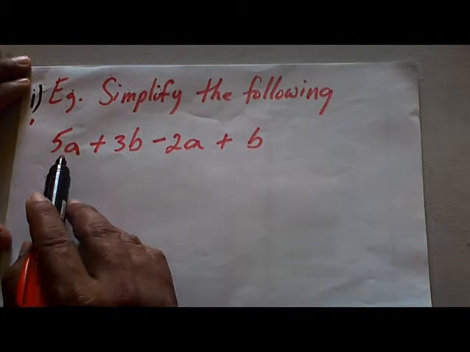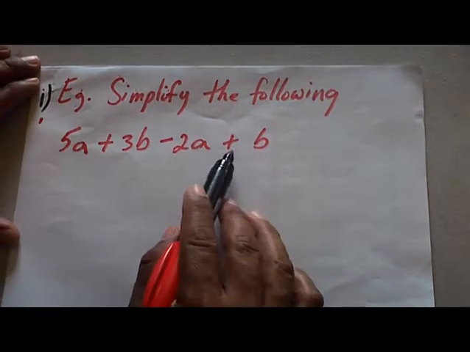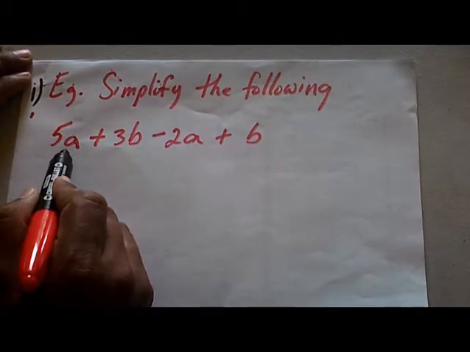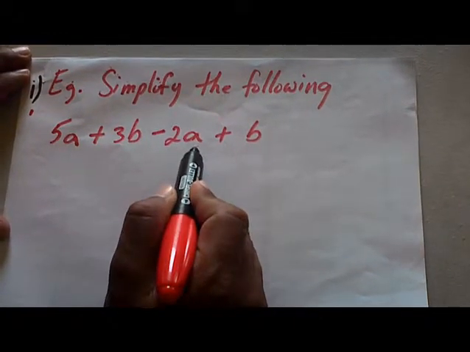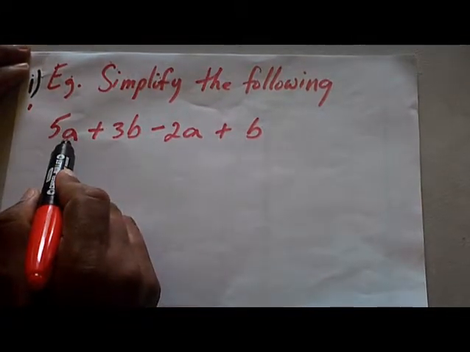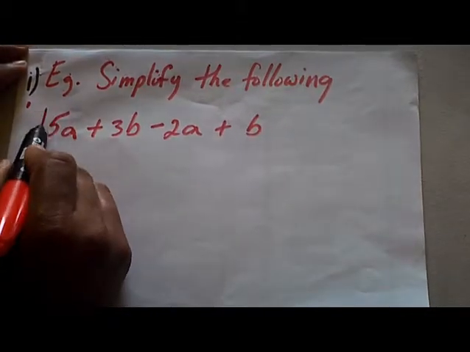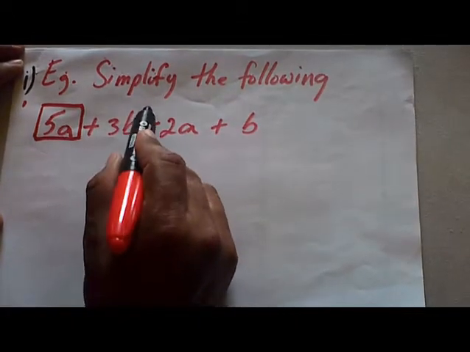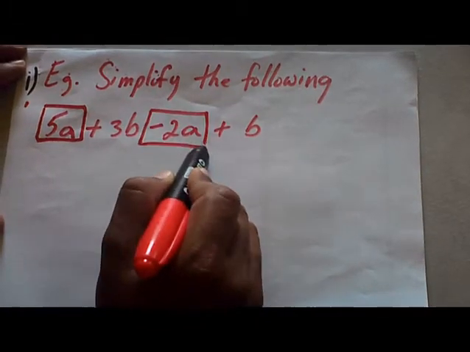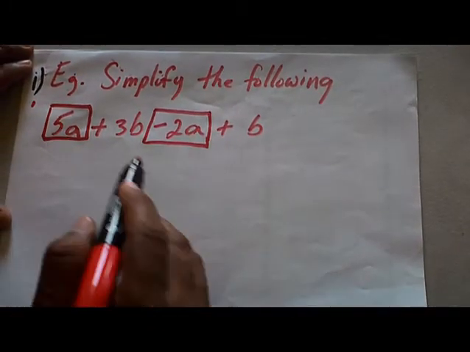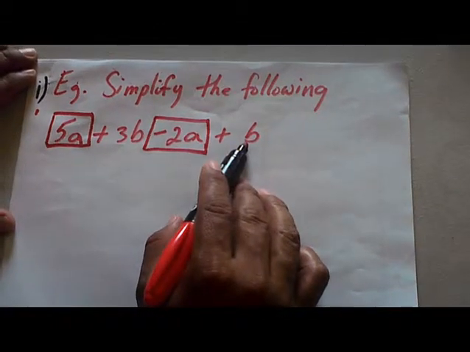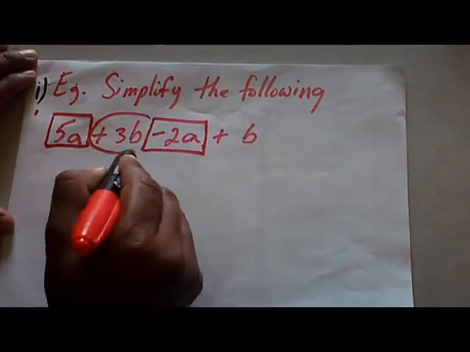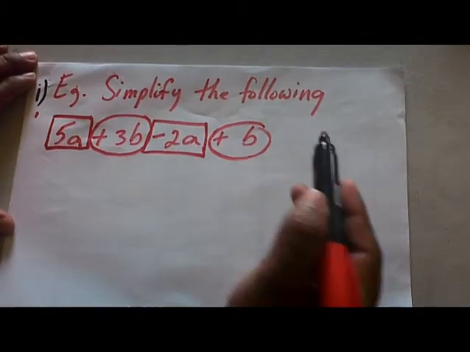In this case, we have 5a plus 3b minus 2a plus b. The first thing we need to do is look at like terms. In this case, we have a 5a and we have a negative 2a. They are like terms because they have the same variable. So what we can do is place a rectangle around the 5a and a rectangle around the negative 2a, just to make sure that we can clearly see the like terms. We have a 3b and a b, like terms because they have the same variable. We can place a circle around these so that we don't get mistaken.